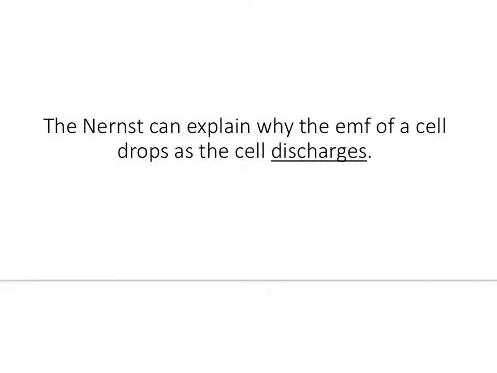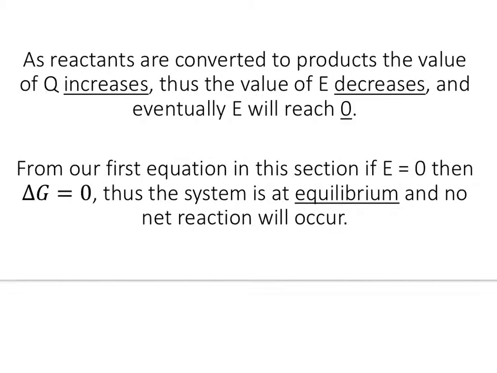So, it also explains, however, why the EMF of a cell drops as the cell discharges, meaning it actually can explain why batteries die. So let's go to that. As reactants are converted to products, as we use our battery, the value of Q increases, because we slowly get more products than reactants. If our Q increases, then our value overall of our non-standard E will decrease because it's subtracting a bigger number from the standard. And eventually you'll get to the point where your E will actually get down to 0.